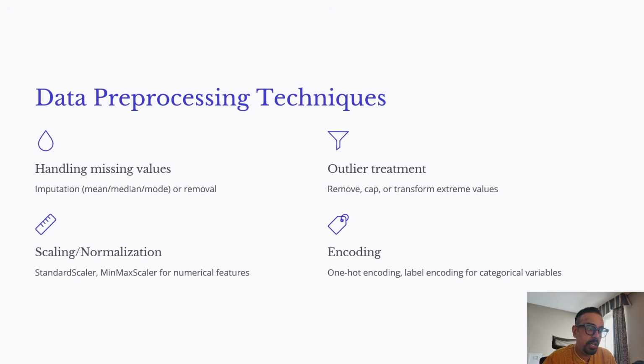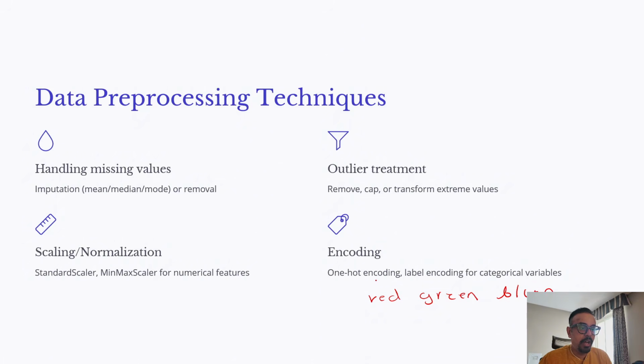Encoding converts categorical variables into numbers since machine learning algorithms only understand numbers. One hot encoding creates binary columns for each category. If color is red, green, or blue, you can create columns with one indicating the presence. So as if I come to the screen and suppose we have red, green, and blue.